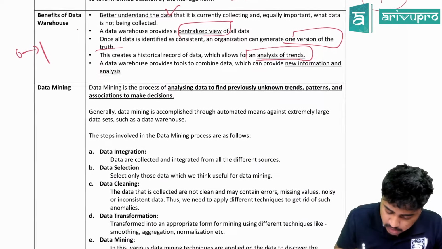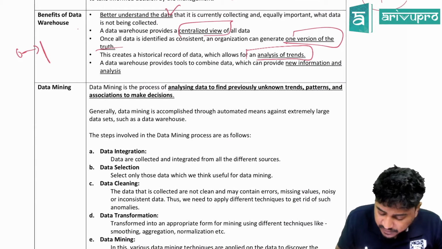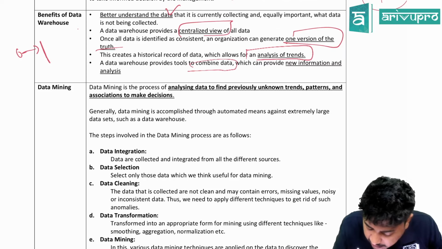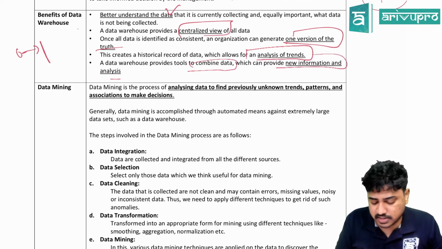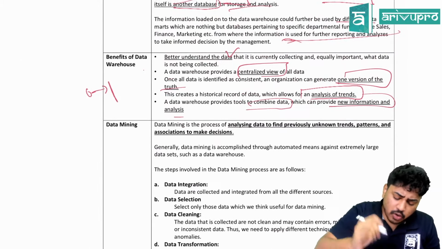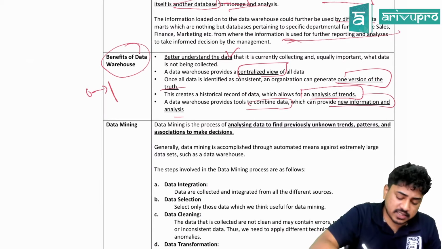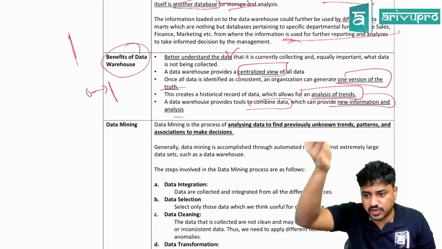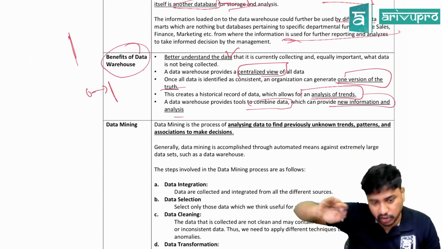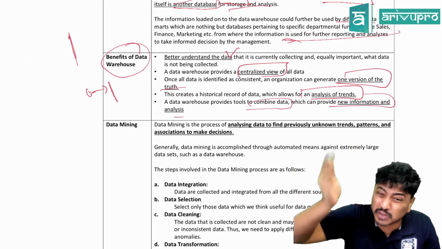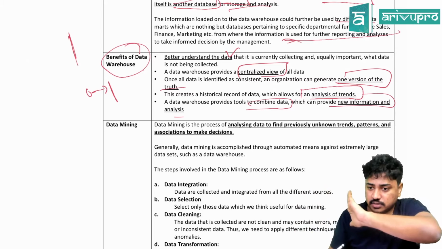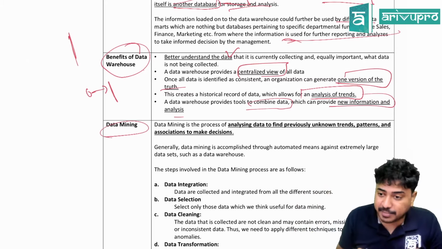Now, this creates historical records of data which allows us to analyze trends. Data warehouse provides tools to combine data, which provide new information and analysis. But for all your understanding, please understand data warehouse ends when the data is transferred and loaded in it. After that, the usage is different. The data warehouse is used for analyzing, but as a concept it is just for storing and for further analysis. Okay, now let us go to data mining very quickly.